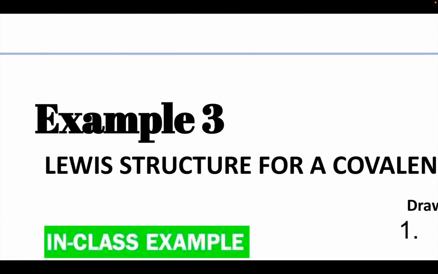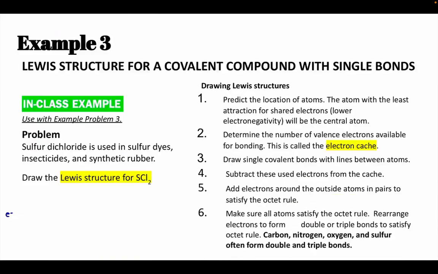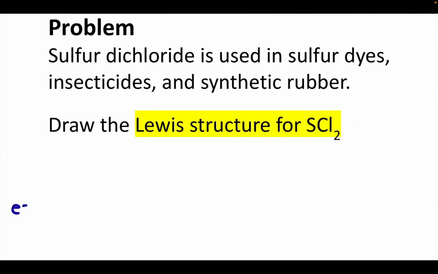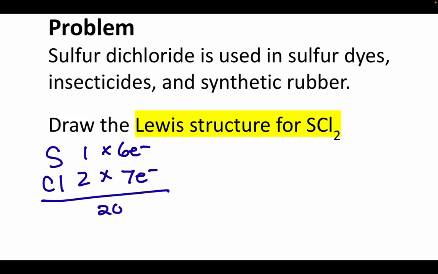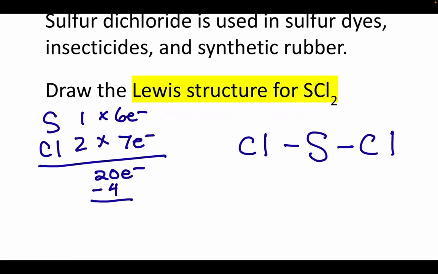Let's do another one. This one here is another compound. Let's calculate the cache. If you want to try doing it on your own and then watching, that would be awesome. You can see that we have a total of 20 electrons. Chlorine cannot go in the middle because it's a halogen. Now I've used up 4 electrons because I have 2 single bonds, so I have 16 left.